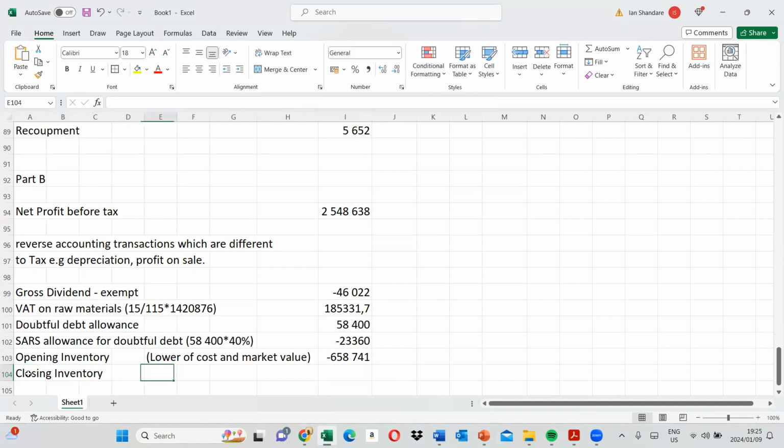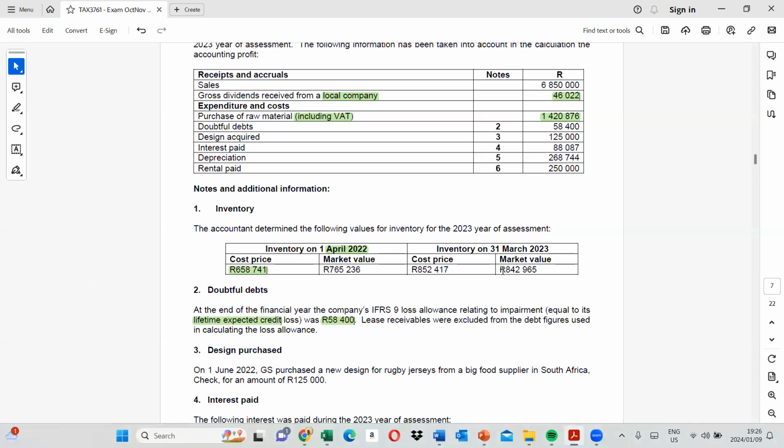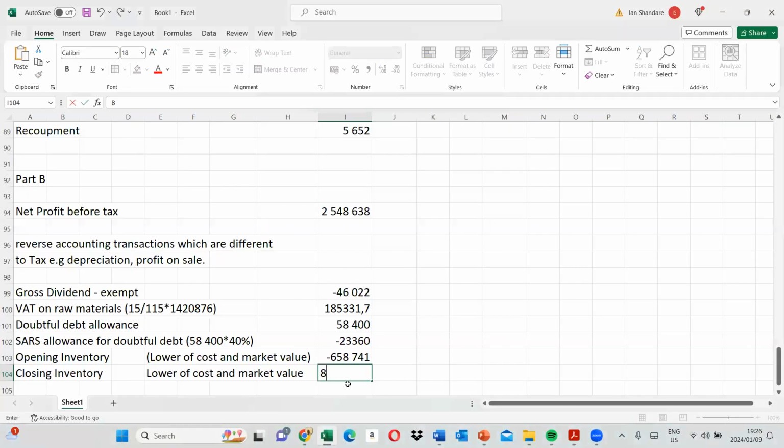In terms of closing inventory, we're still going to use lower of cost and market value. So we're sitting with 852 and 842. So the lower is 842. So we're going to get 842,965.